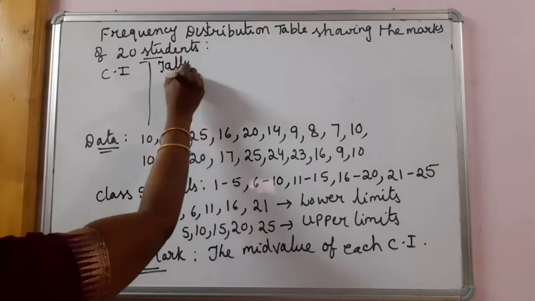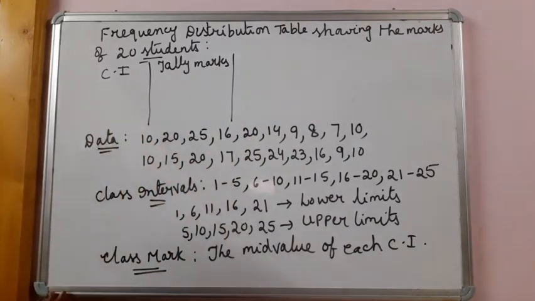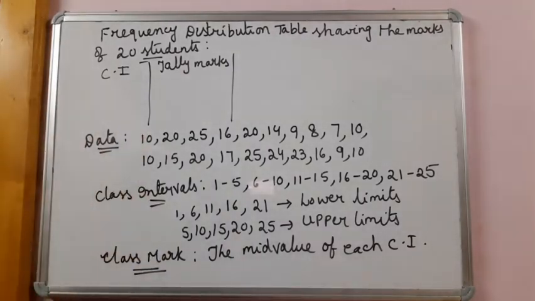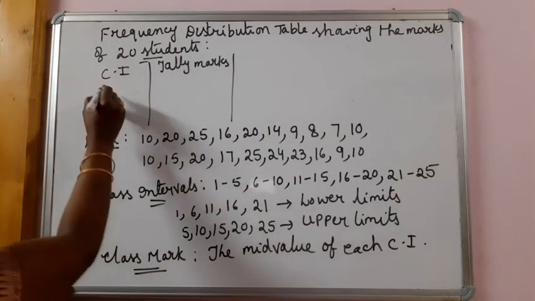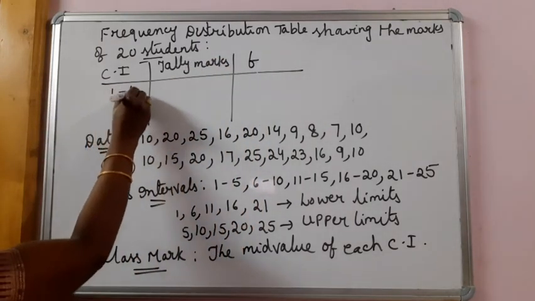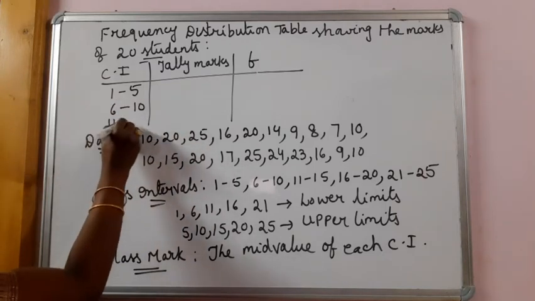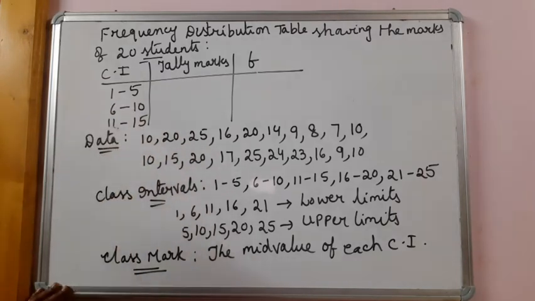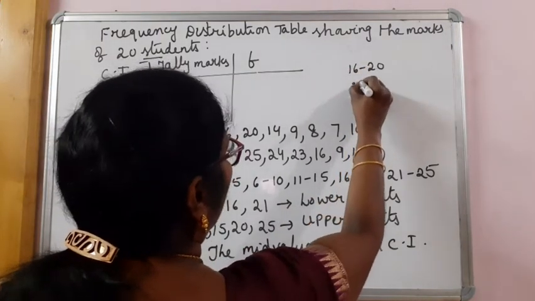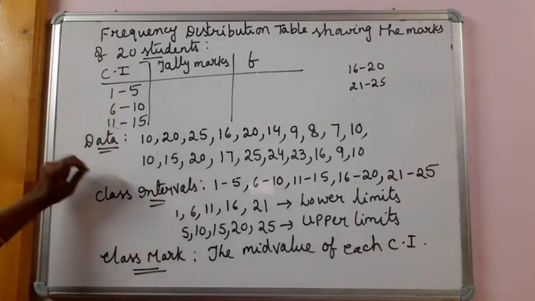Tally marks you have already learned in the previous class, but there were no class intervals, only individual observations we had taken. Here we have to take class intervals. Let us take the class intervals like this: frequency, 1 to 5, 6 to 10, 11 to 15. Here no space. For time being, let me write here 16 to 20, 21 to 25, tally marks will be written here. Then I will clear it and write.